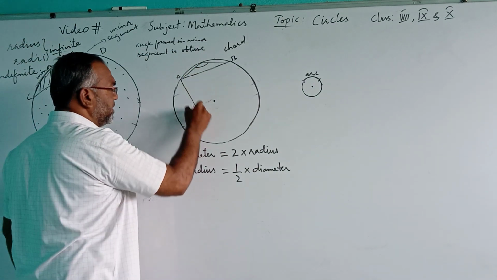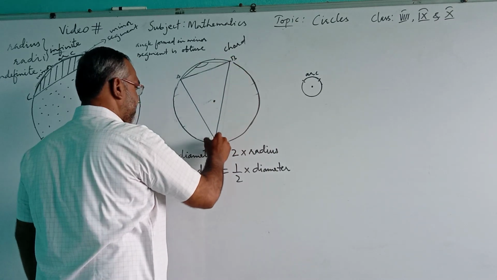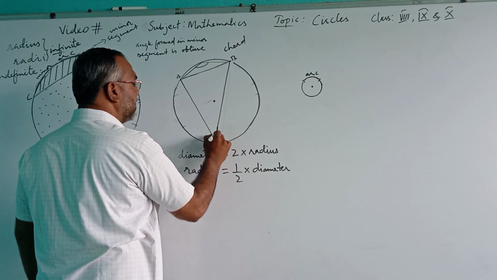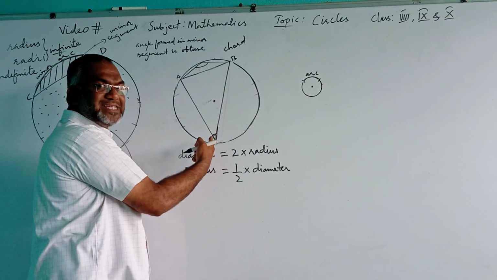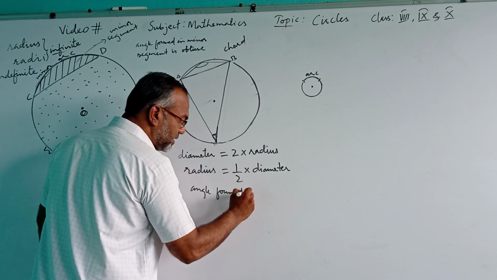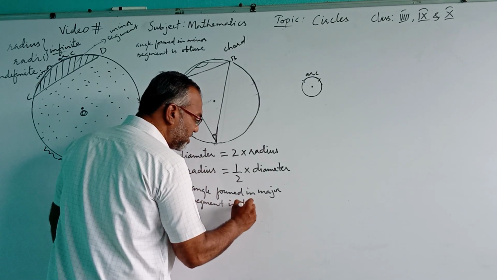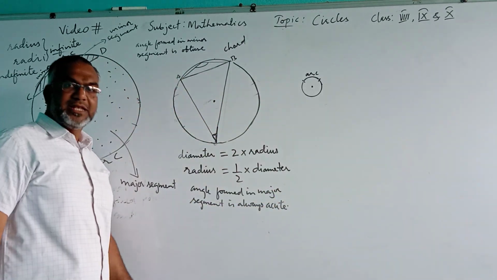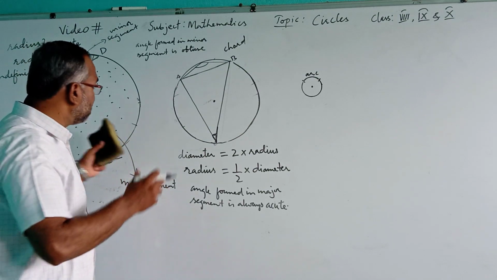What if I draw an angle here? Here is an angle. This angle is an acute angle, less than 90. This is obtuse, more than 90. This is acute, less than 90. So you can write this: the angle formed in a major segment is always acute. Acute means less than 90 degrees. You know acute angle, right? Acute angle less than 90 degrees. Obtuse angle more than 90 degrees. This thing you have to remember about major segment and minor segment.